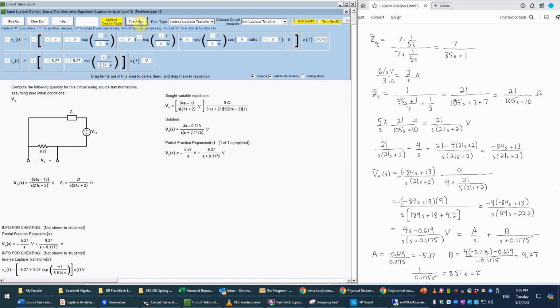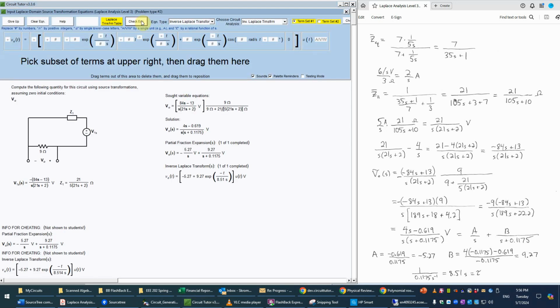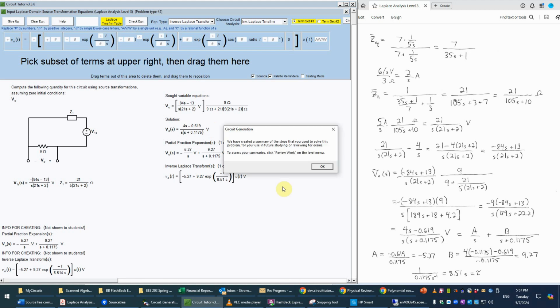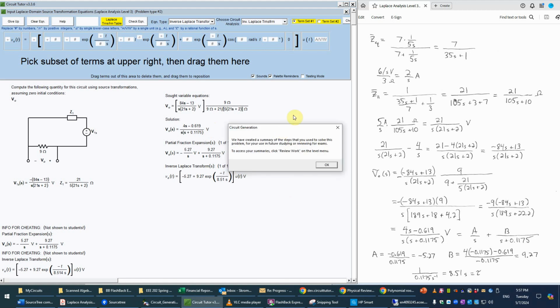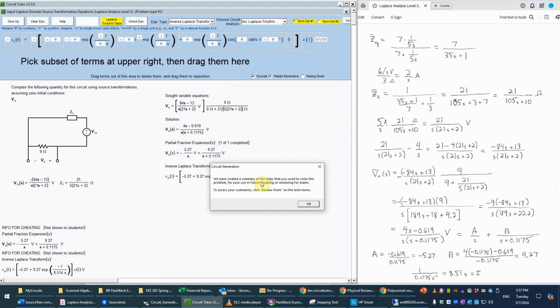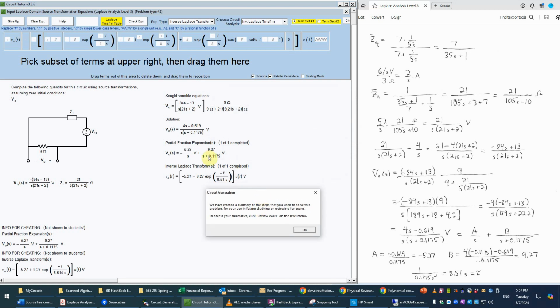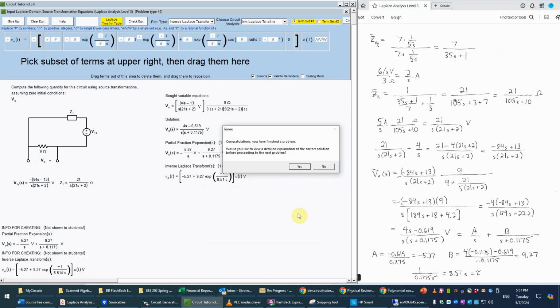So now we'll check that equation. That is correct. And now we've entered all the required equations. So I'll click this to complete. And it will always generate the PDF transcript of your work, which you can use later to review or to study. And it'll also show anything you did wrong in red so that you can hopefully learn from that. Okay, so that'll be available on the review work menu.